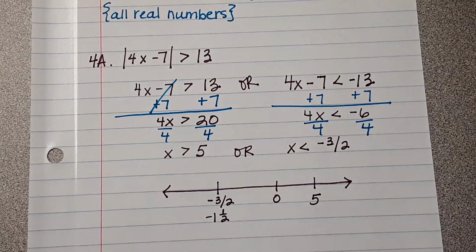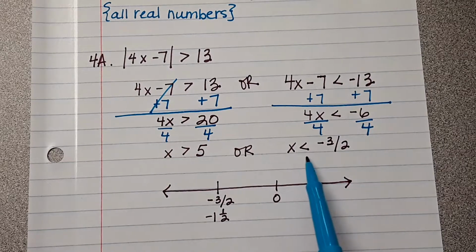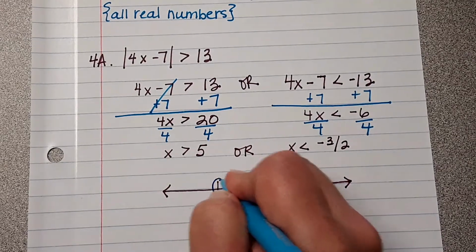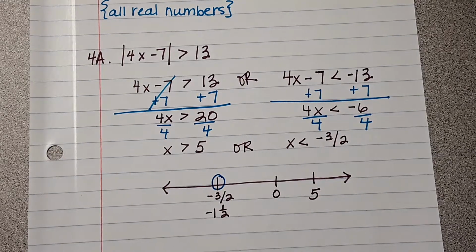This is probably the only time that I'm going to let you get away with not doing all those little ticks. I want you to spend your time on making sure your answer is right, then making sure that you have the perfect number line, okay? So, I want to know if the solution includes negative 3/2. Does it include negative 3/2? There's no line, so it doesn't. So that means I'm going to put an open circle. That open circle means it doesn't include that number. Does the solution include 5?